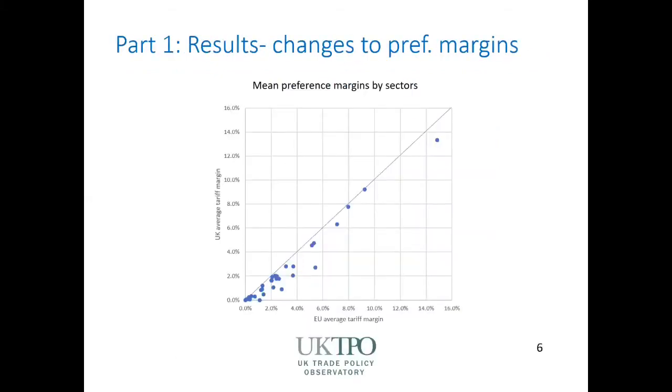If you're wondering how much these preference margins are going to change, this picture shows you the mean preference margin computed at the sector level, and we plot the mean preference margin for each sector under the current EU regime against what the mean preference margin will be in the UK regime starting next year. And so for each of these dots, this is a sector, for instance, you can see that the average margin in the EU is higher than the margin products will actually get in the UK regime. Or put differently, being below this 45-degree line is bad news for the competitive position of developing countries when exporting to the UK, relative to what they had until now.